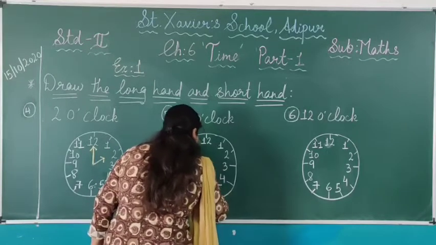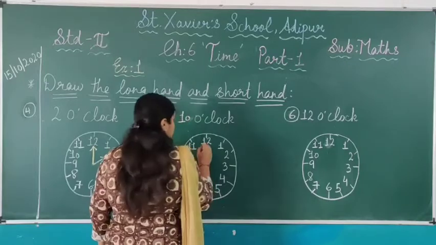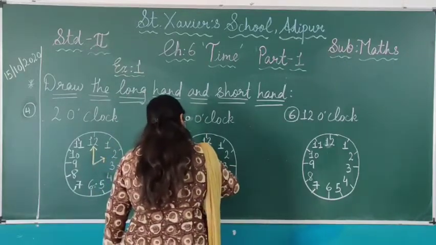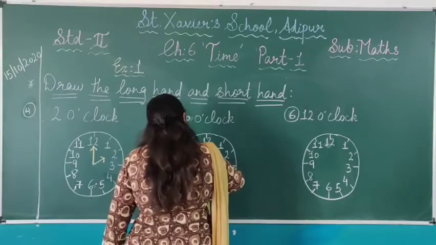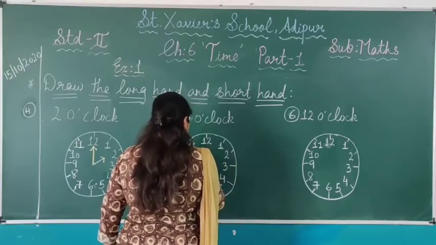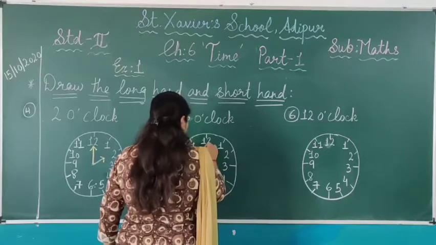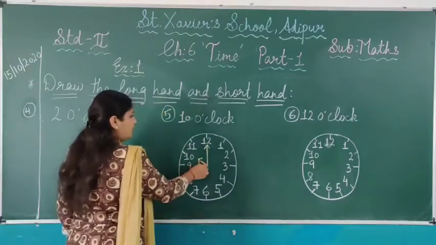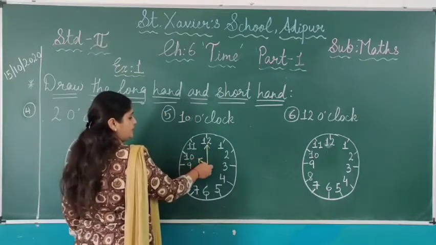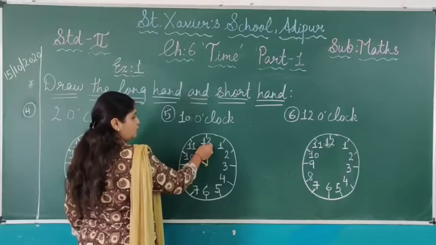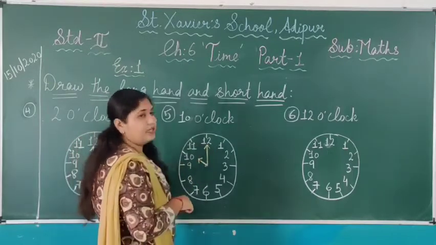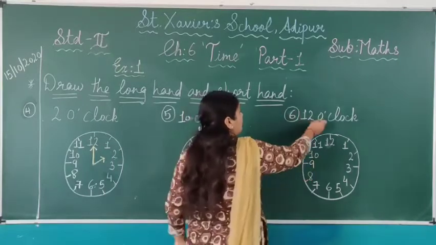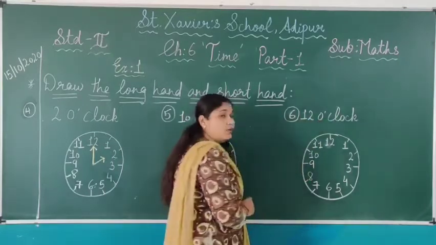So, you have to draw the block like this. You have to make a dot like this. Then, the time is 10 o'clock. So, the short hand is at 10 and the long hand is at 12. Right? The short hand is at 10 and the long hand is towards 12. Now, the last one is 6th. 6th is 12 o'clock.